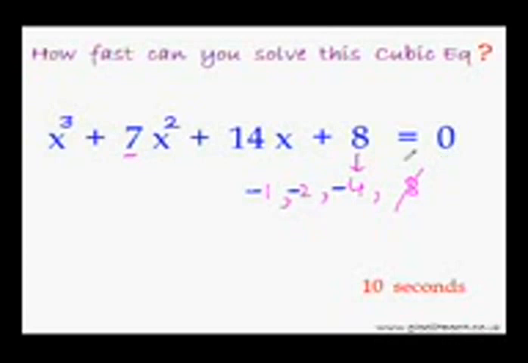The three solutions of this cubic equation are x equal to minus 1, x equal to minus 2 and x equal to minus 4. That's it. So tell me now, wasn't that fast? Fast and really easy. Alright, so now I'll explain what I have just done.